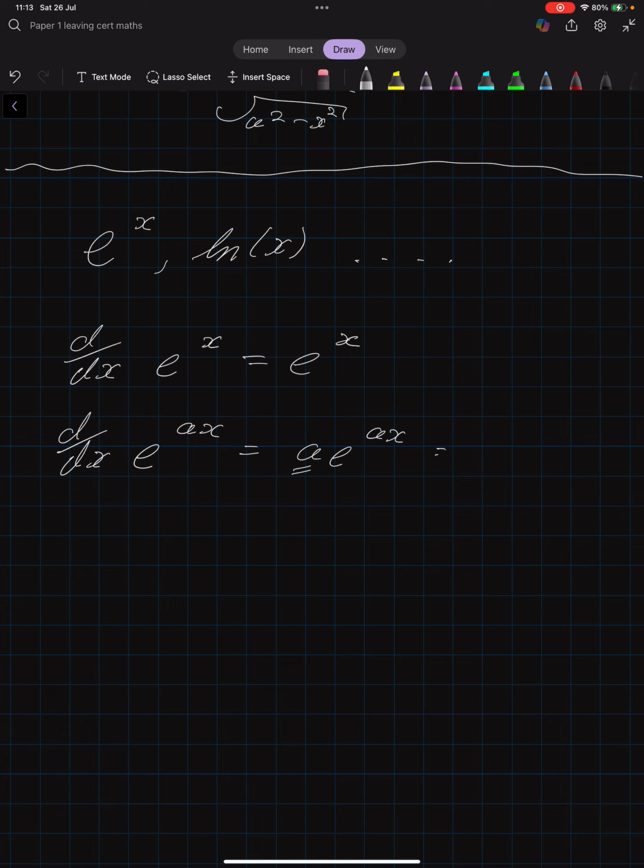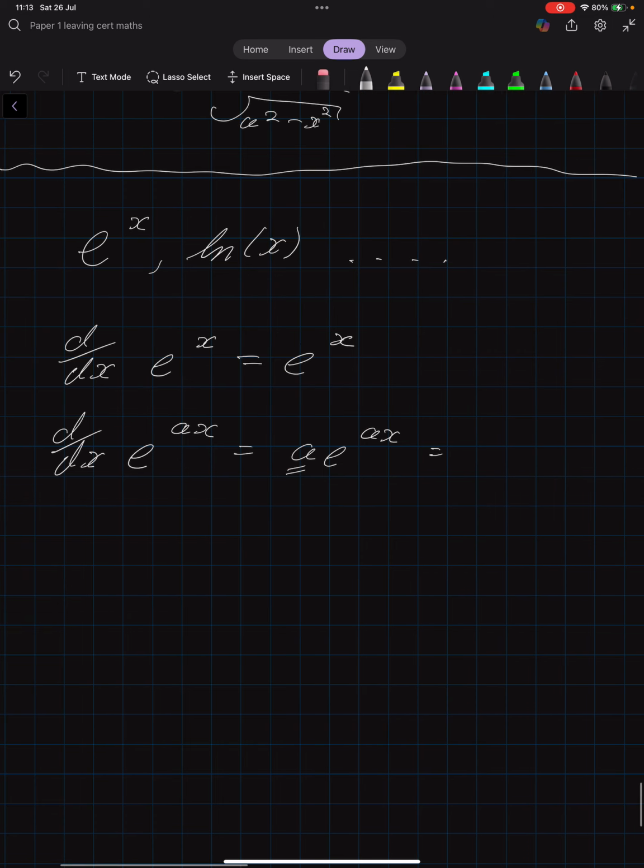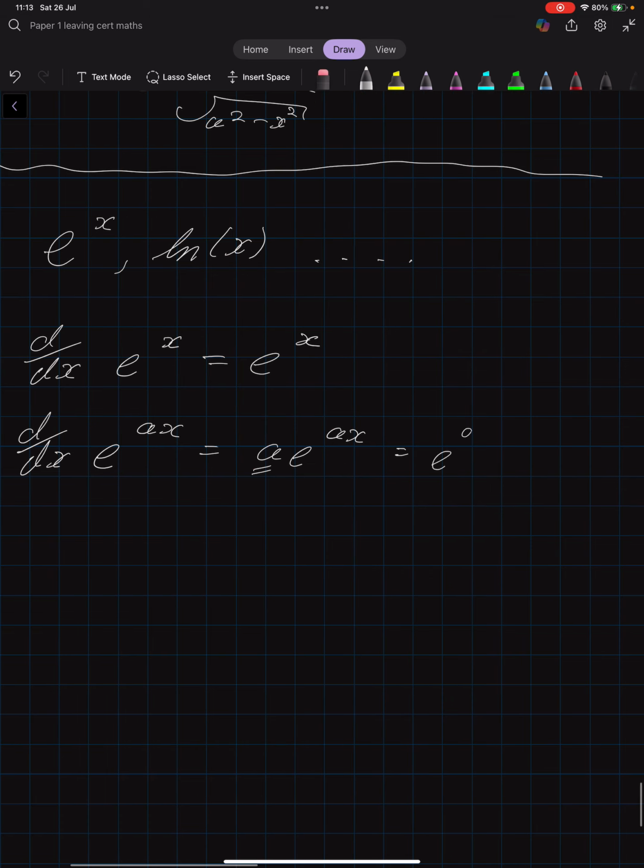It's like saying, oh, well, if I differentiate e to the ax, it just stays the same. Grand. But I need to multiply by the derivative of the thing that I pretended was x. I pretended this was x. And this thing, of course, is just a. So that's where this a is popping out.